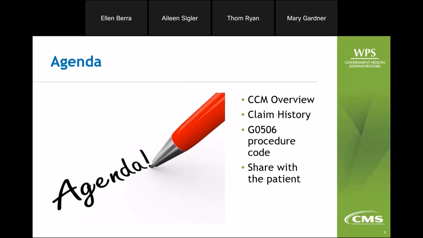I think there's some confusion out there for the provider community as to when this particular service is actually used. So we'll talk about that. And then we'll talk about what happens during this initiating visit and the information that you would share with your patient from this initiating visit.